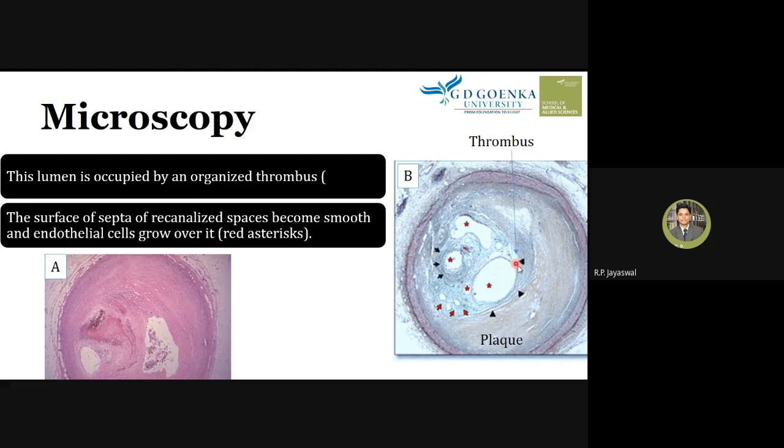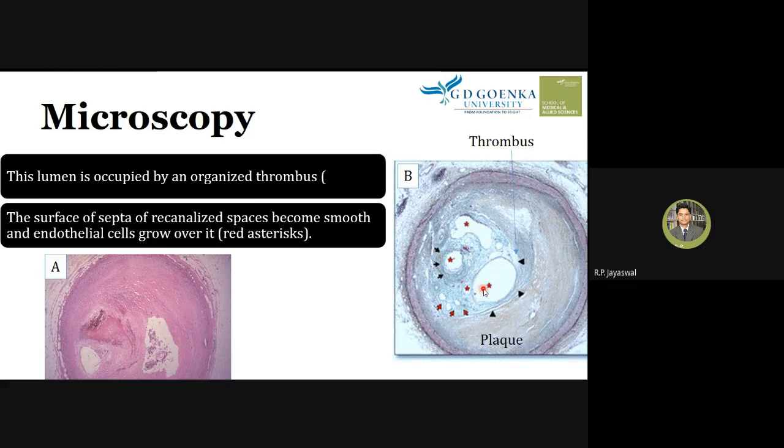This is the septa which divides the two spaces. These spaces are divided by the septa. Septa is like a division. There is a growth of endothelial cells over this septa, and the fibroblasts also go over this, and it makes a blood vessel-like structure. So we can see multi-channel blood vessels developed through this thrombus.